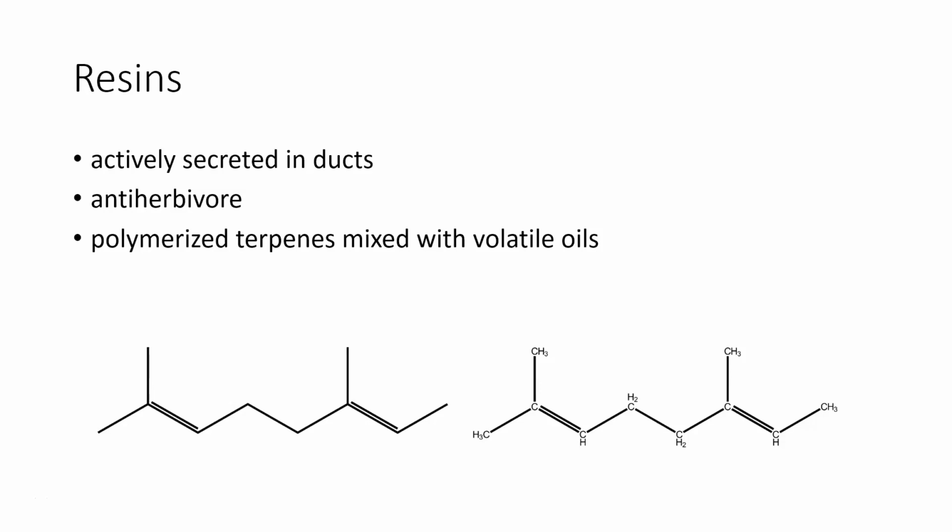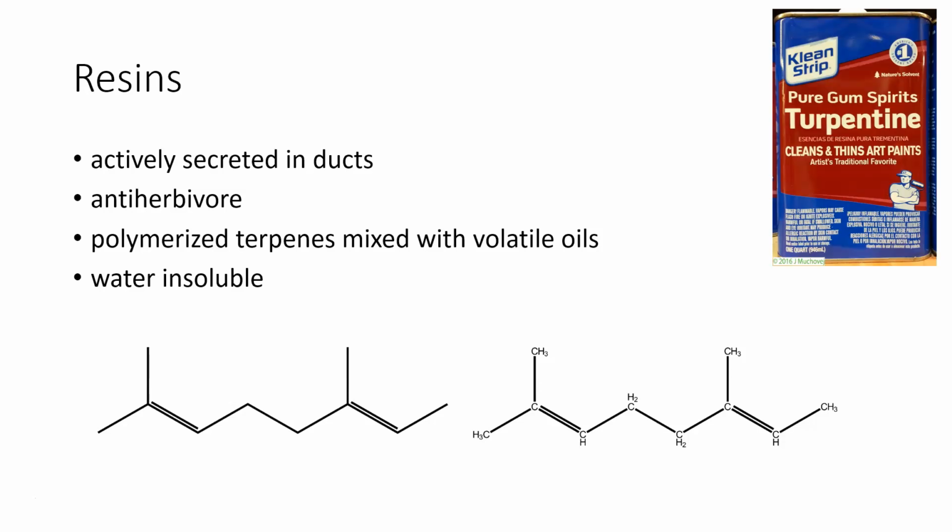There are two ways that we can visualize this. You can see the carbons, you can see where they go in on the right-hand side. On the left-hand side, it just shows you the material without the carbons. They are water insoluble for the most part. We can think of things like turpentine, which is a material that we use to solubilize other things. It is basically not a water-soluble material.